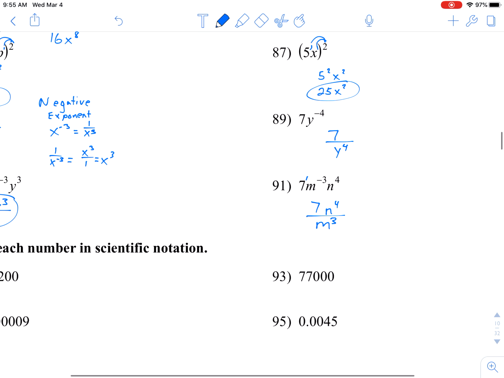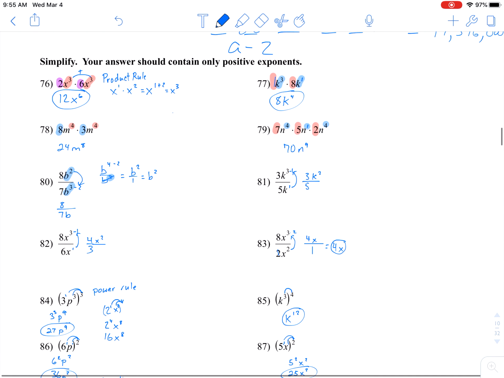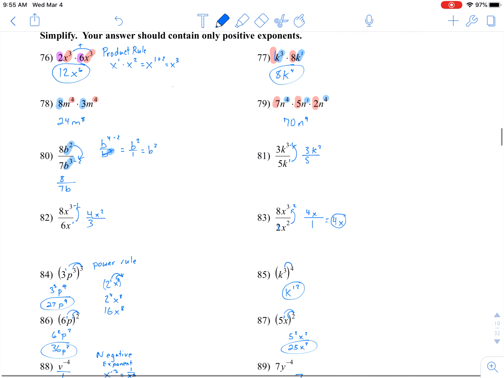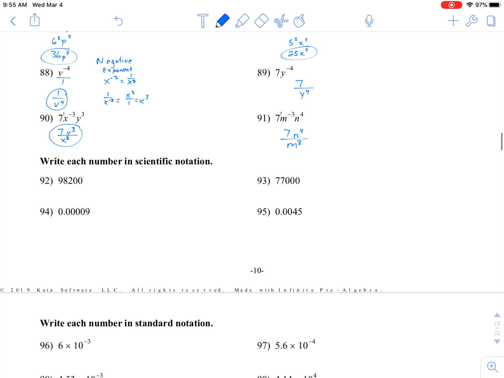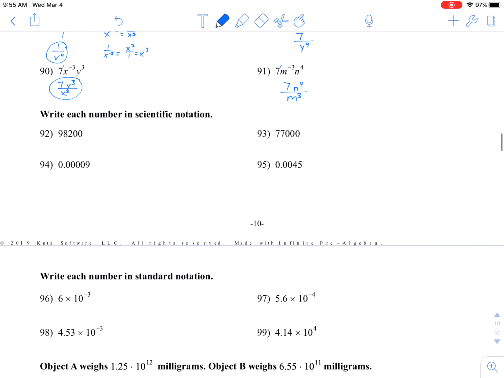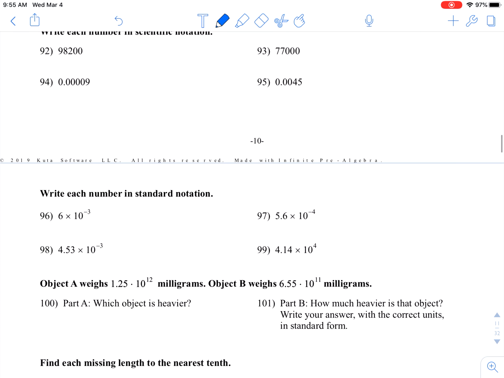That completes today's iLearn review for day 9. Tomorrow we will take a look at how to write in scientific notation and then how to convert from scientific notation back to regular numbers, and then also how to determine whether or not an object is bigger or smaller based on scientific notation.